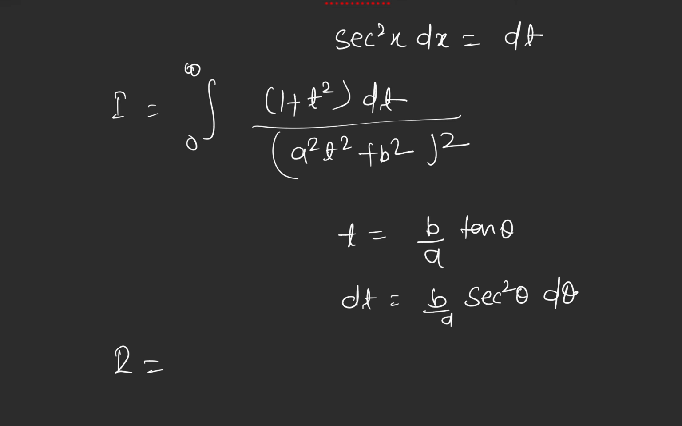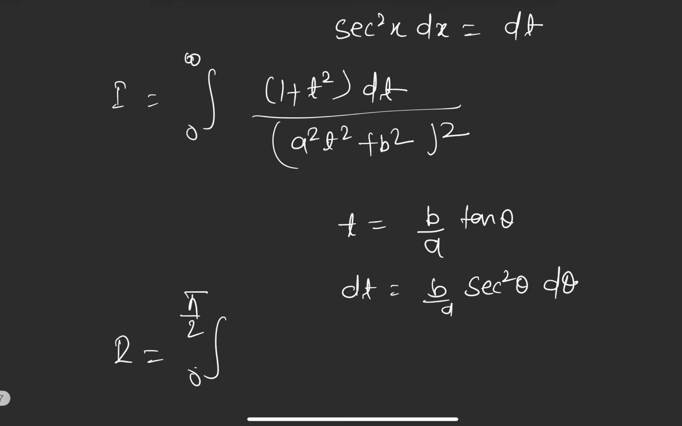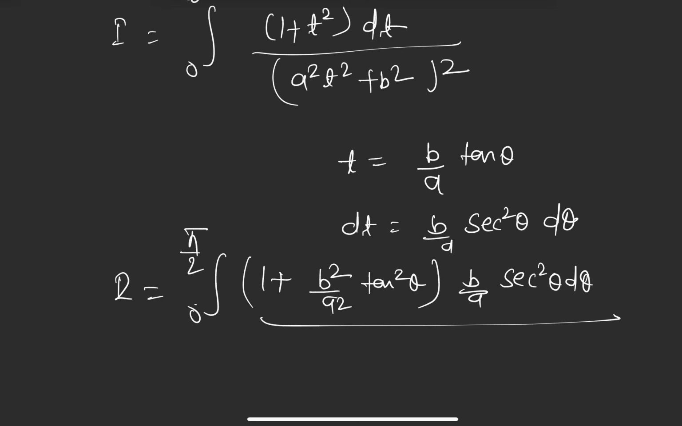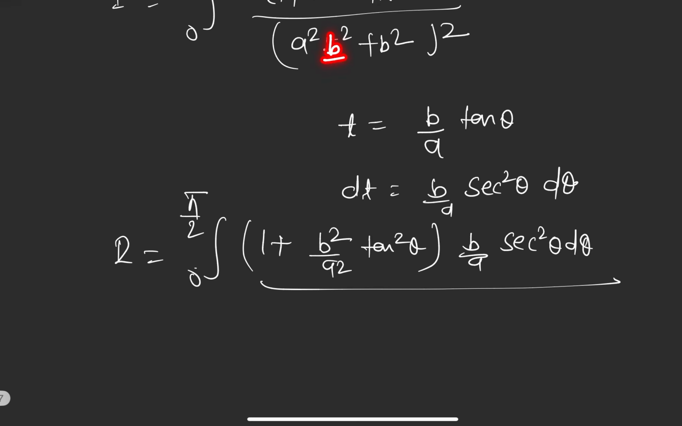So the limits will again change. If this is 0, t is also 0, and if t is infinity, theta is pi by 2. So again the limit 0 to pi by 2 will come. So 1 plus t square, where t square is b square by a square tan square theta, and dt is actually b by a sec square theta d theta. And in the denominator, if you see, b by a, so a square times tan square theta.